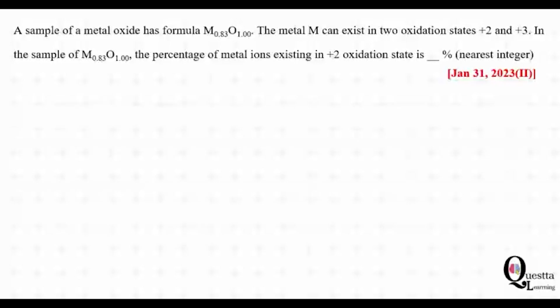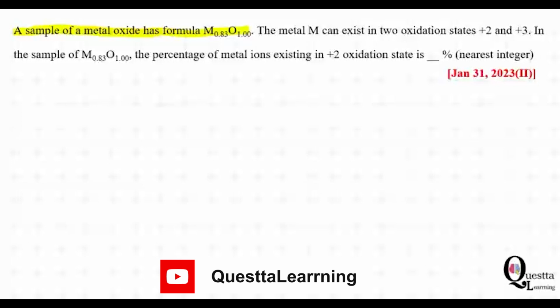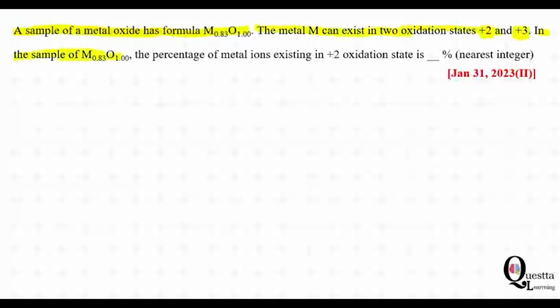Hello everyone, today's question is from the Shift 2 JEE Mains, January 31, 2023. What is the question? A sample of metal oxide has a formula of this. The metal M exists in two oxidation states, that is +2 and +3. In the sample of this, the percentage of metal ions existing in the +2 state is what we have to find.